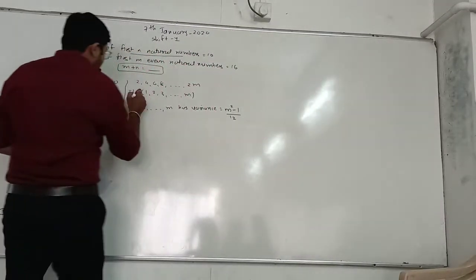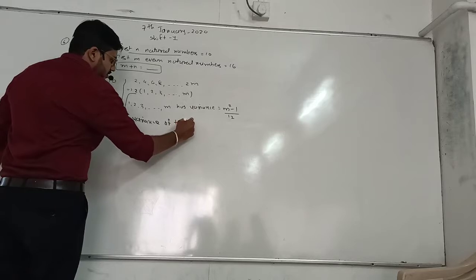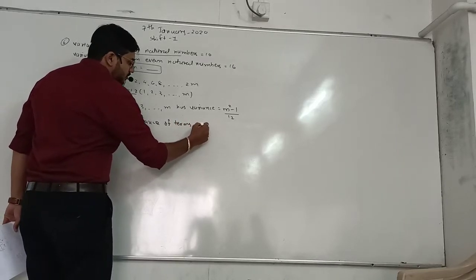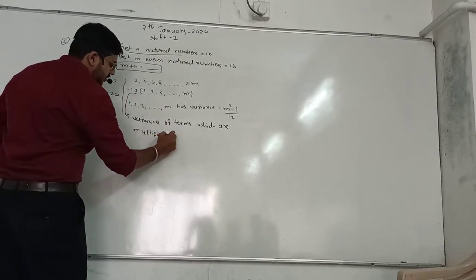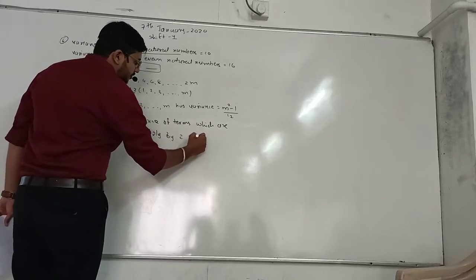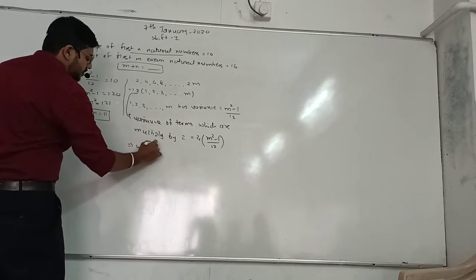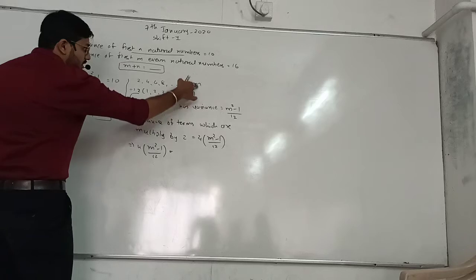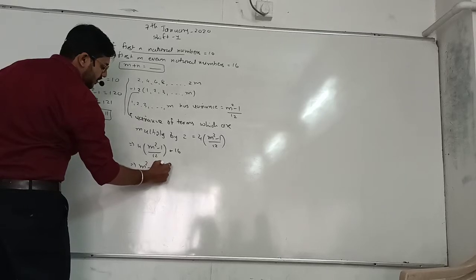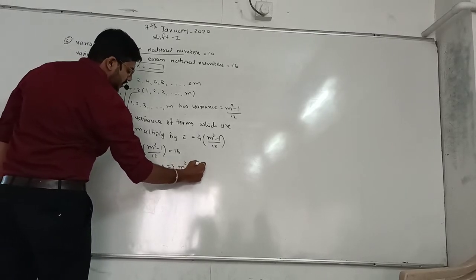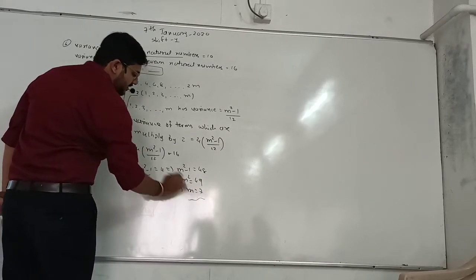So the variance of terms multiplied by 2 is equal to 4 times (m square minus 1) by 12, and this is already given to us as 16. So (m square minus 1) by 12 times 4 equals 16, so (m square minus 1) by 12 equals 4. So m square minus 1 equals 48, m square equals 49, so m equals 7.